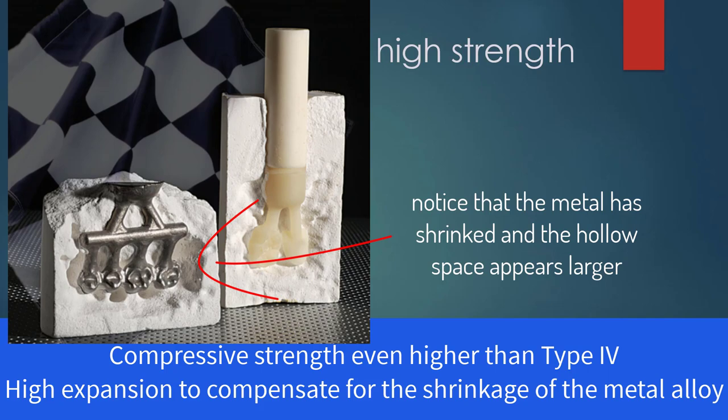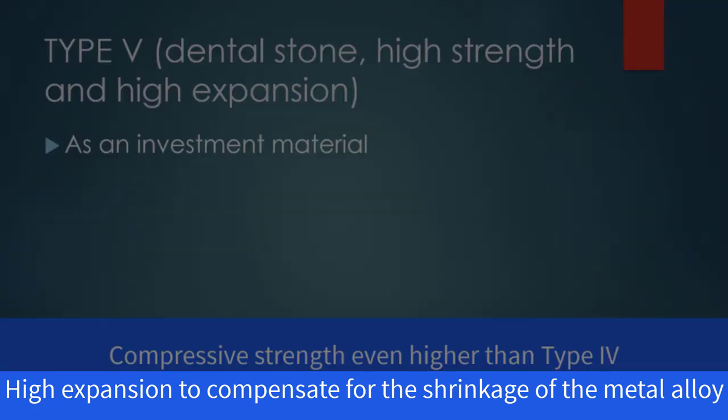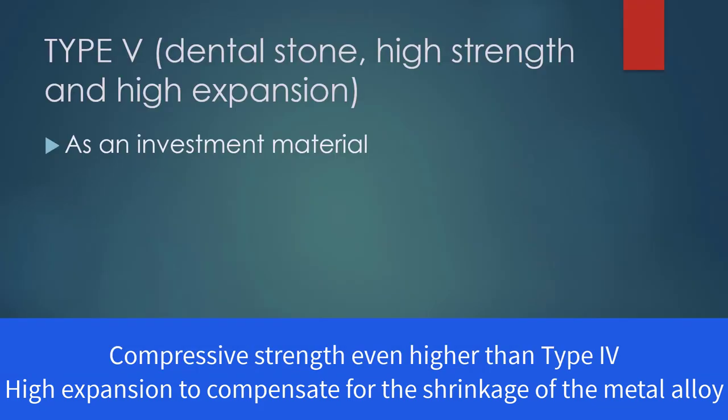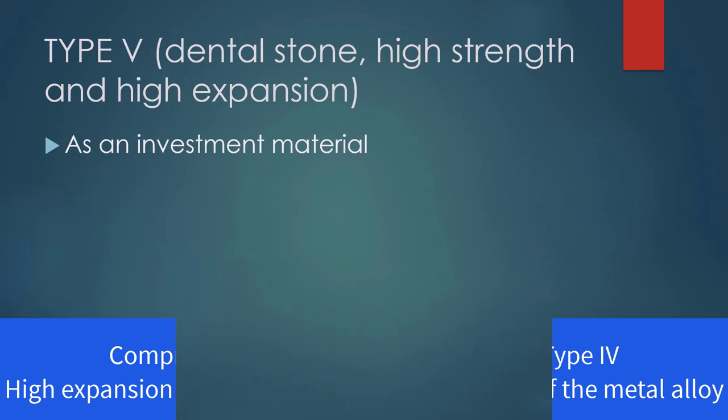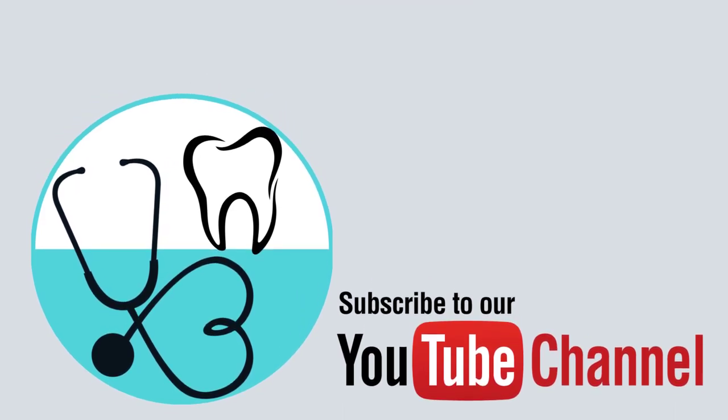Or let's say when the alloy solidifies, it shrinks, and along with the shrinkage of the metal, the mold cavity also shrinks. And hence there is a chance for the investment too to shrink, right? So we desire a material with high expansion which will expand and compensate the shrinkage of the metal and the mold space. And also a high strength because we don't want our investment material to crack, right? So hence the type 5 or the dental stone with high strength and high expansion is used. So yes, that's all about the uses of various gypsum products in dentistry.